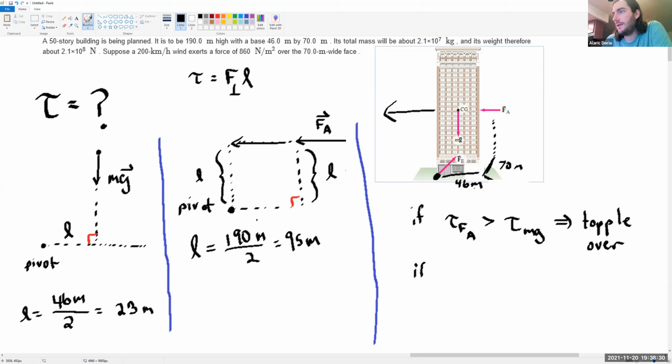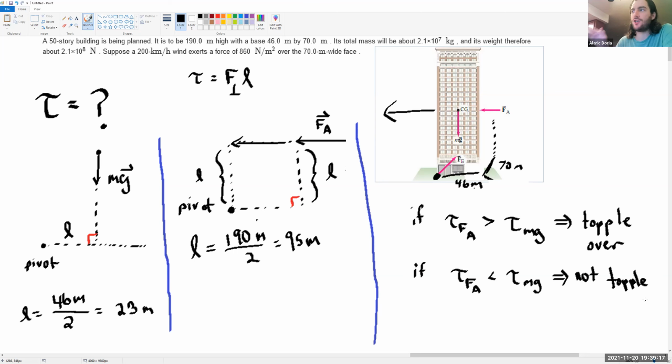But if the torque due to FA is less than the torque due to MG, then that means this building will not topple over, but it might not be entirely obvious why that's the case. So it will not topple. That might not be entirely obvious, because what we're saying is that there's still a torque there, but the torque due to FA is just less than the torque due to MG.